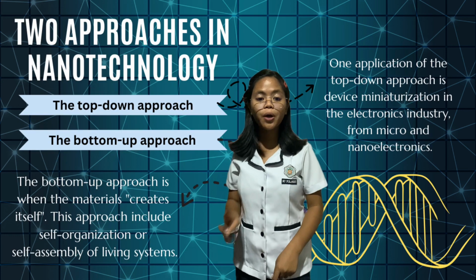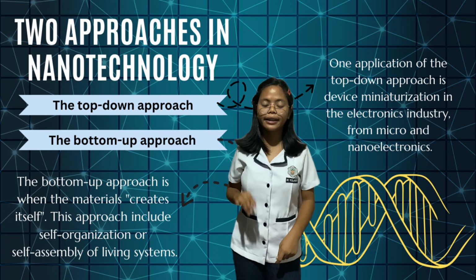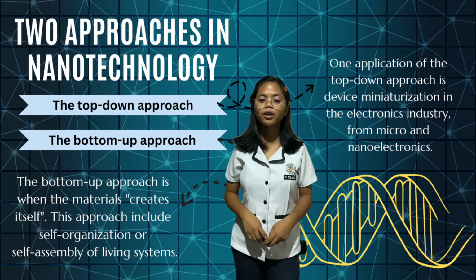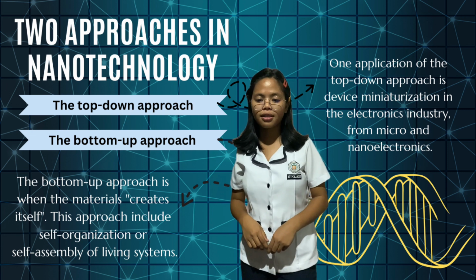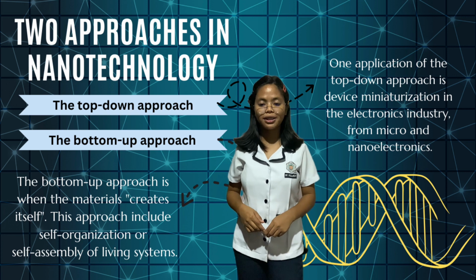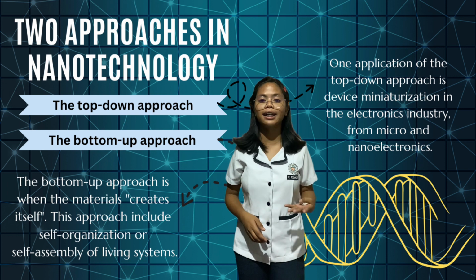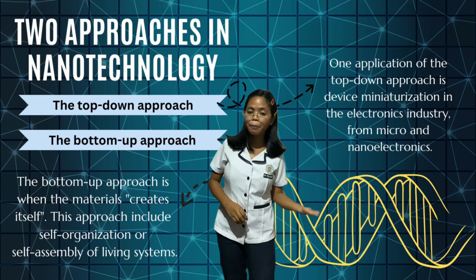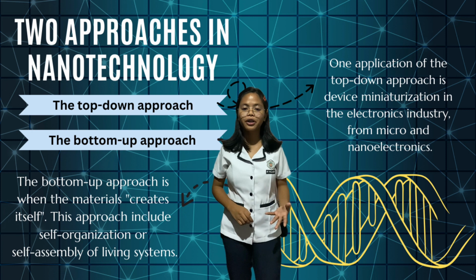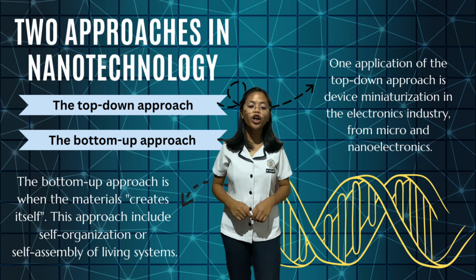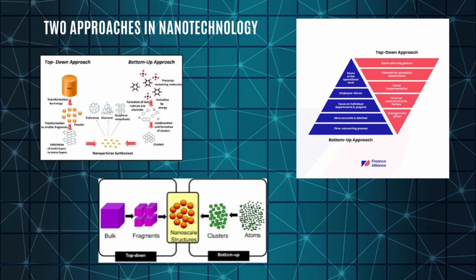Let's now move on to two approaches in nanotechnology. The top-down approach and the bottom-up approach. The top-down approach. One application of this approach is device miniaturization in the electronics industry from micro and nano electronics. While the bottom-up approach is when the materials creates itself. The approach includes self-organization or self-assembly of living systems. These are the examples of two approaches in nanotechnology.